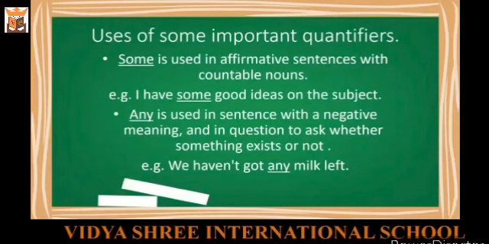Next, where do we use any? Any is used in sentences with a negative meaning and in questions to ask whether something exists or not. For example, we haven't got any milk left. Here, milk is an uncountable noun and haven't is showing the negative meaning. That's why we have used any with milk.